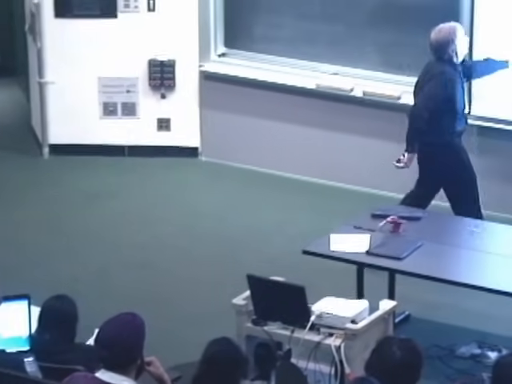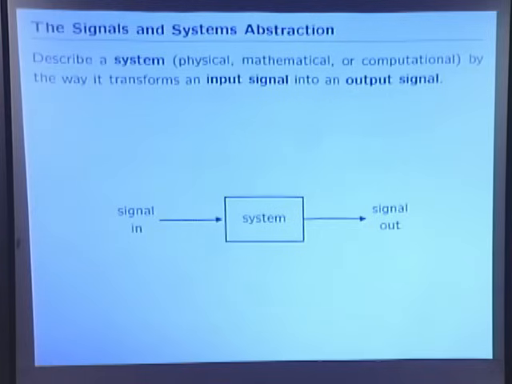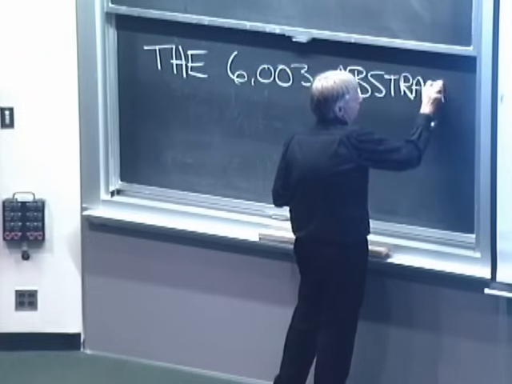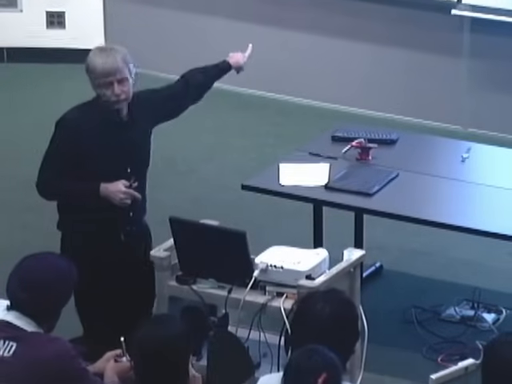The abstraction that we're going to use is we think about a system as a thing that has an input and an output. Given the input and the system, you can compute the output. Systems have one input and one output. It's a very special way of thinking about a system that turns out to be surprisingly powerful. It's so powerful that that's really the thing we will focus on in this class. So it's the thing that I will call the 6.003 abstraction. That's going to be the theme in everything we do, that representation.